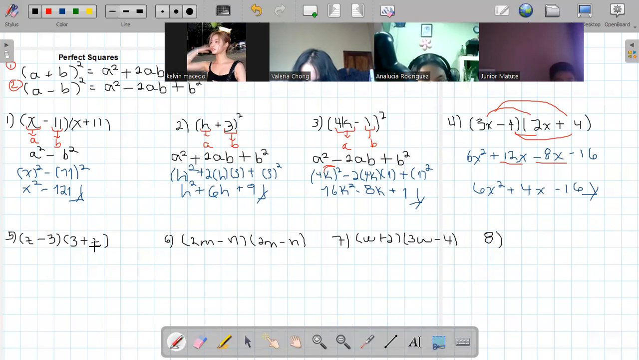This is a z, okay? Z minus 3 times 3 plus z. 2m minus n times 2m minus n. W plus 2 times 3w minus 4. And the last one is going to be 3b squared plus 5a cubed, and all of that squared. Those are the 4 exercises that we're going to continue to do now.